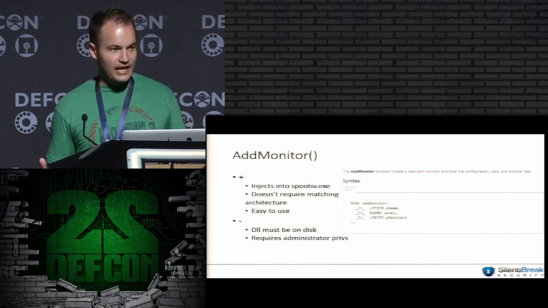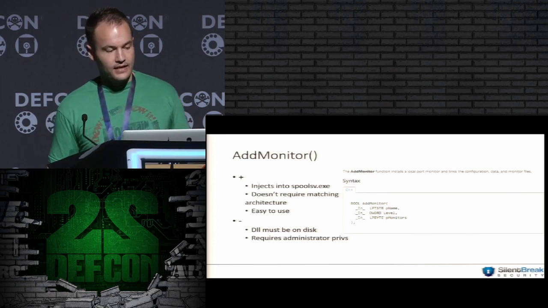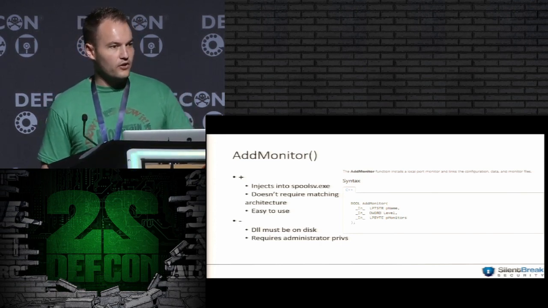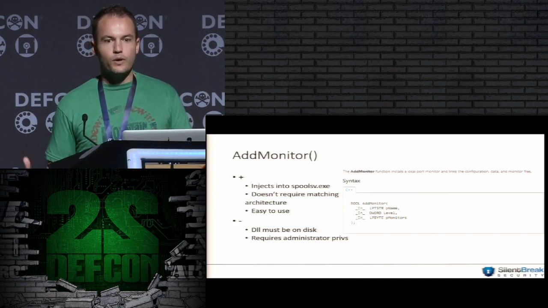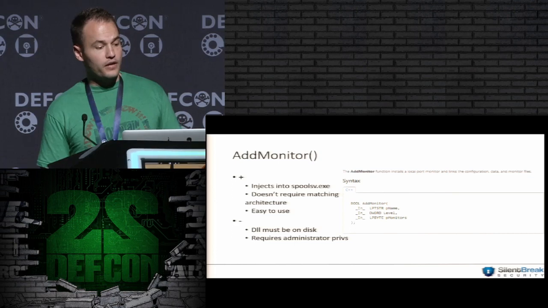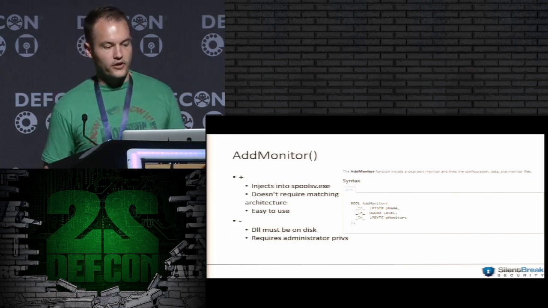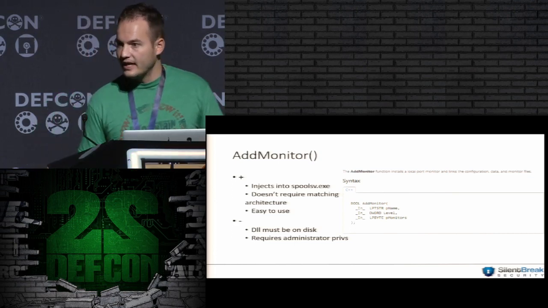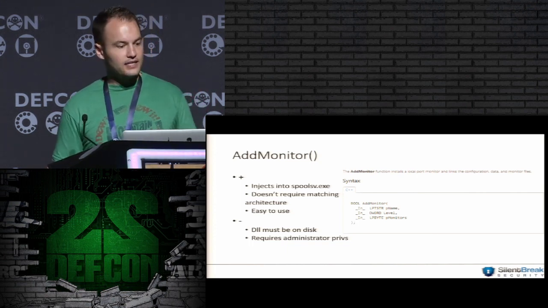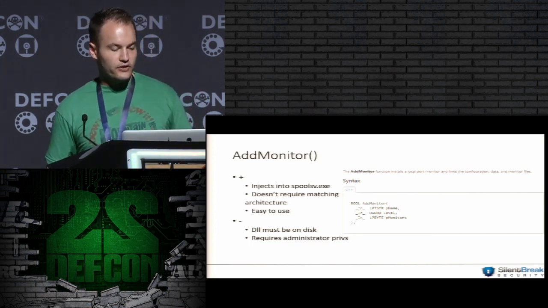There are some advantages and disadvantages of it, but it's still an awesome technique. It takes 3 parameters and it injects into spoolsv. So you don't have the flexibility of choosing what process to inject into like you do with some of the other APIs. But on the positive side, it doesn't require matching architecture. Typically when you want to inject a 64-bit DLL, you have to be coming from a 64-bit process. Otherwise, there's a little trickery involved.